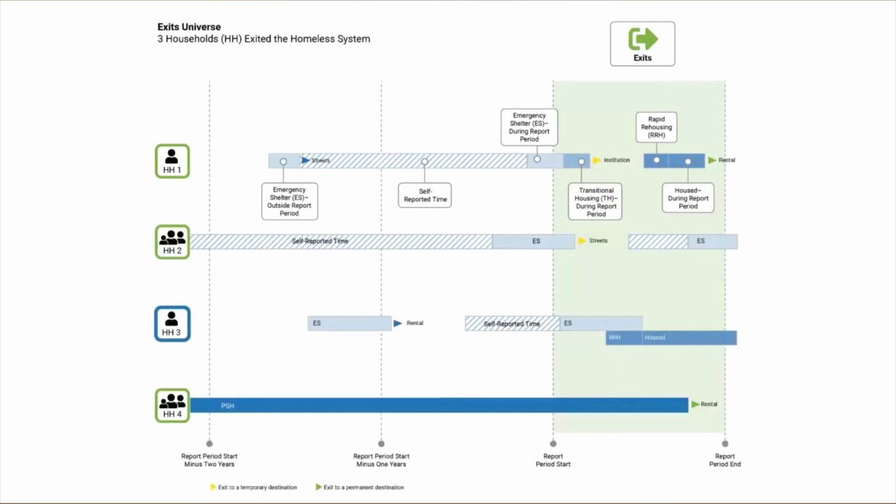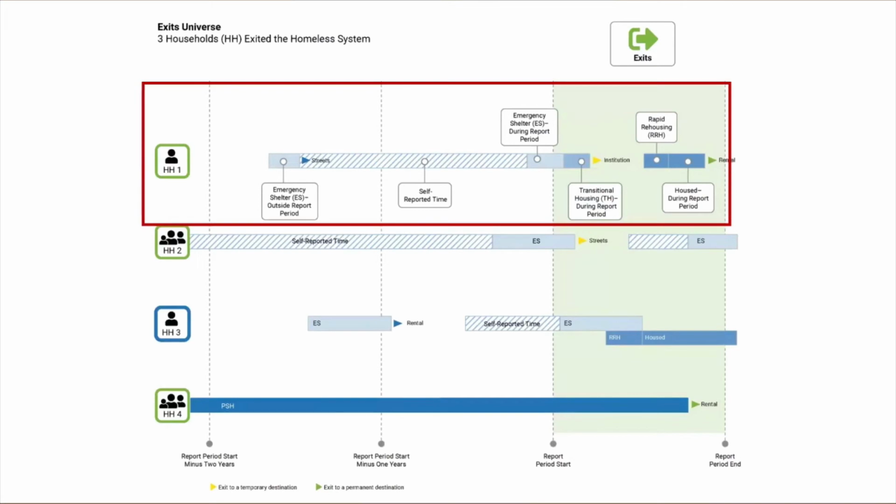The exits measure is calculated by dividing the number of households that exited to permanent destinations by all exiting households. Households are included in the exits universe if they exited the homeless system during the report period. Stella P only looks at system exits. If a household exited one project and enrolled in another project within 14 days of exit, the first project exit is not considered a system exit. If there is more than one system exit in the report period, only the last one is included in the universe for the exits performance measure.